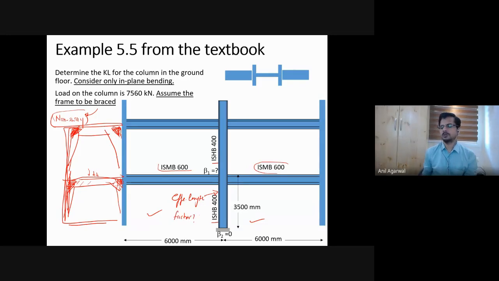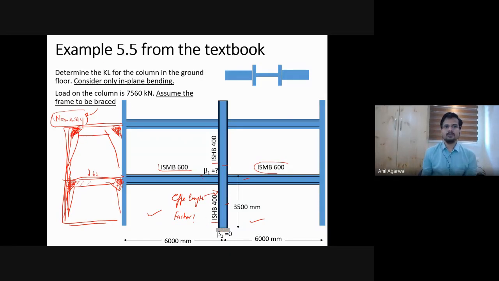Or effective length of this column. For this, we only need the member properties of these 4 members. At this end also, if there were any other members, then we would have needed this, this, and this also. But since this is a foundation already, we can assume full fixity here. So we don't need the member properties there.